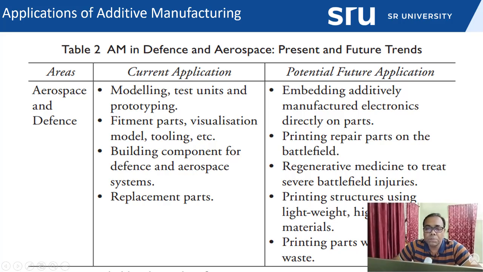Similarly, this is what is presently done, and nowadays it may be even more advanced than that. It can be used for fitment parts, visualization models and tooling. Similarly, for replacement of parts and building of components for defense and aerospace applications. Similarly, the potential future applications could be in the electronics field itself. Nowadays, a lot of electronics parts are made from additive manufacturing materials, so whatever complex part designs there are can be produced this way.